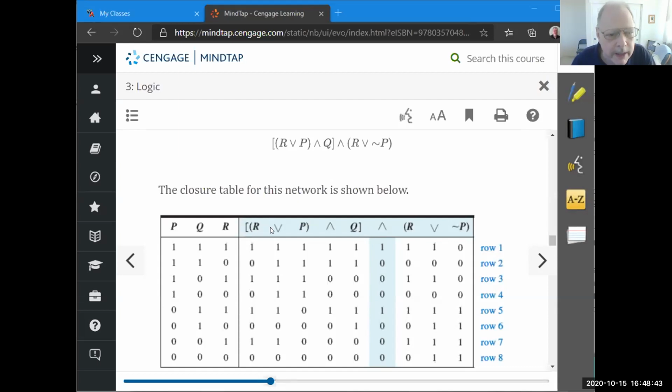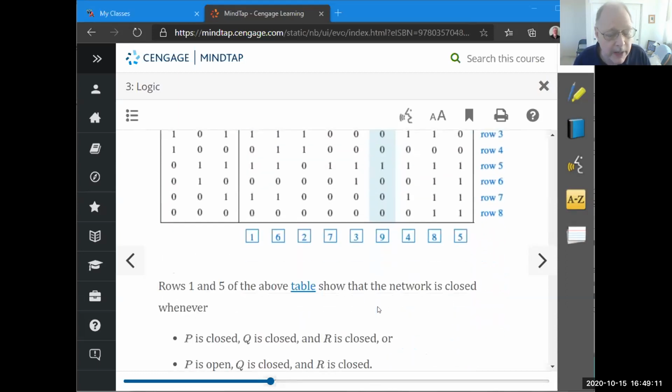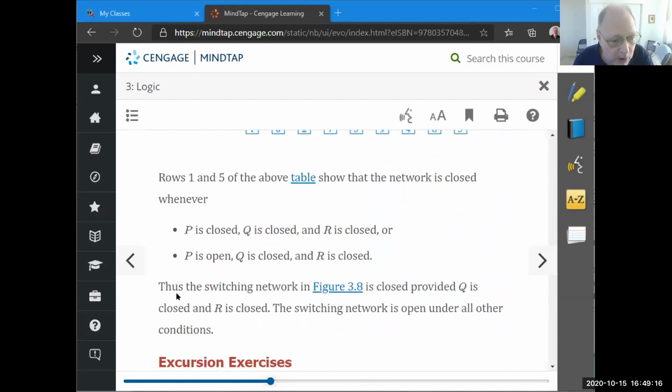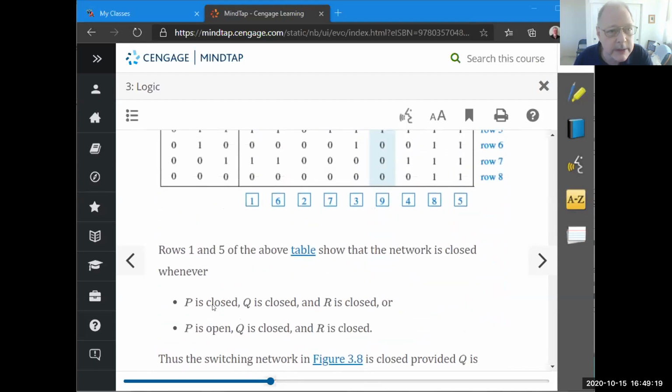You see, it all boiled down to this blue highlighted column here. You took the part in the square brackets and the part in the parentheses over here, the two main expressions, and the last operation performed in the order of operations was this "and" right here. And so when you did the final operation, you just got these two ones and everything else was zero. Okay. And so they say in words here, under what conditions will the network be closed?